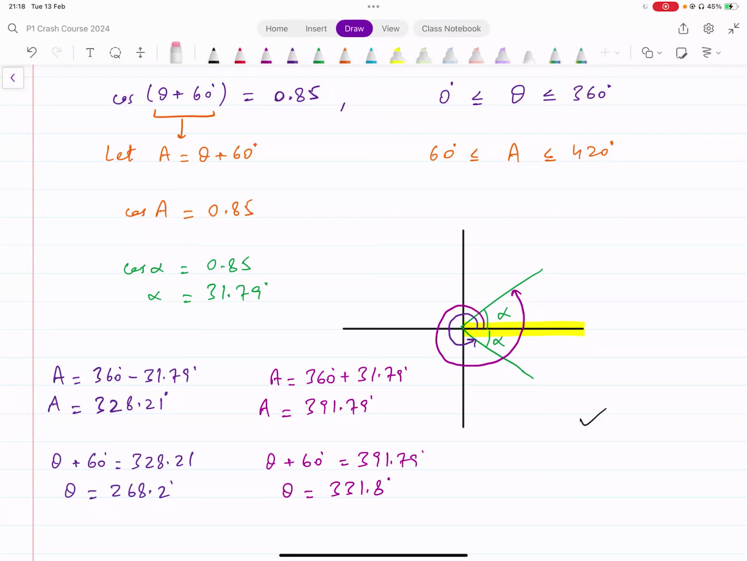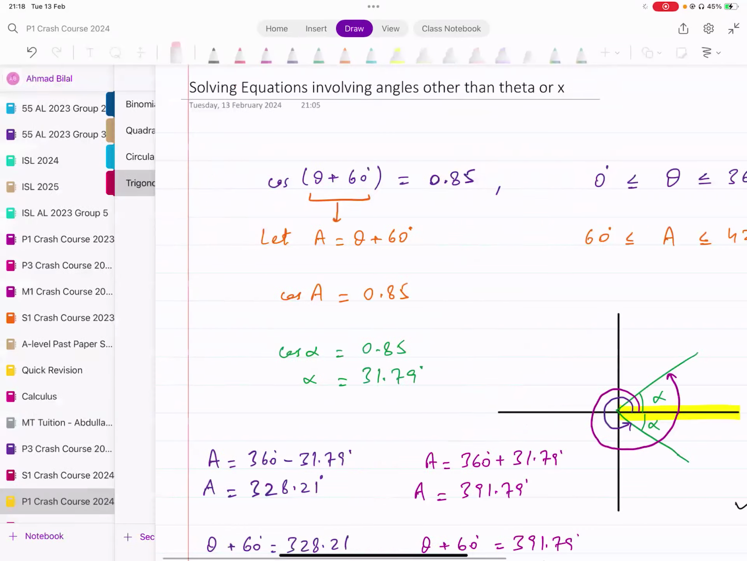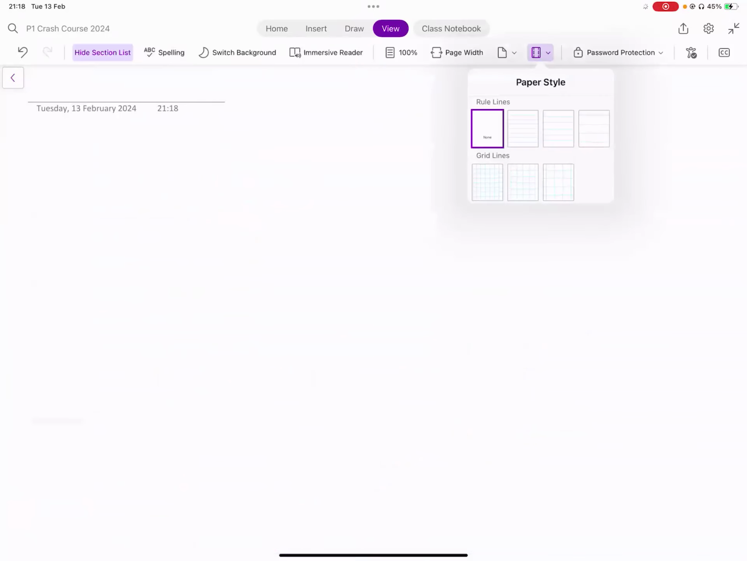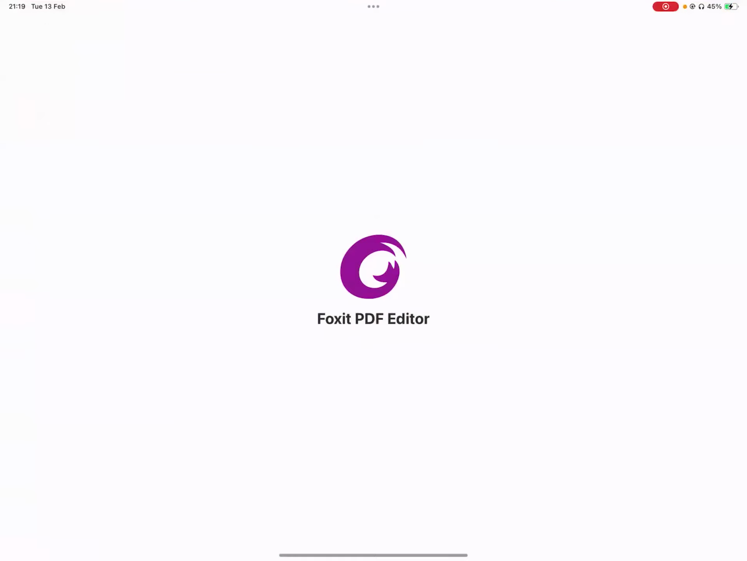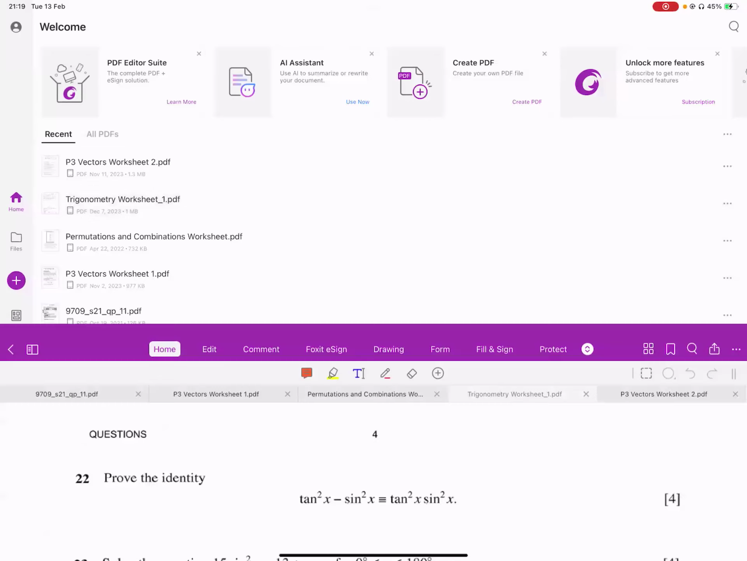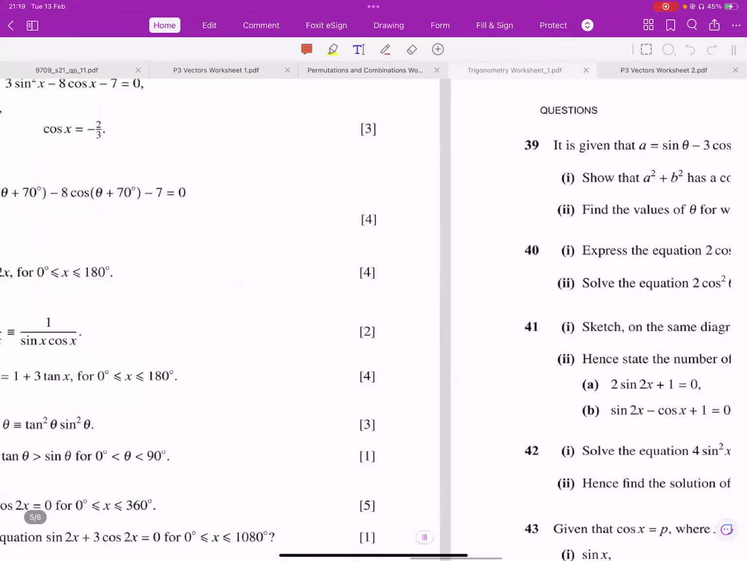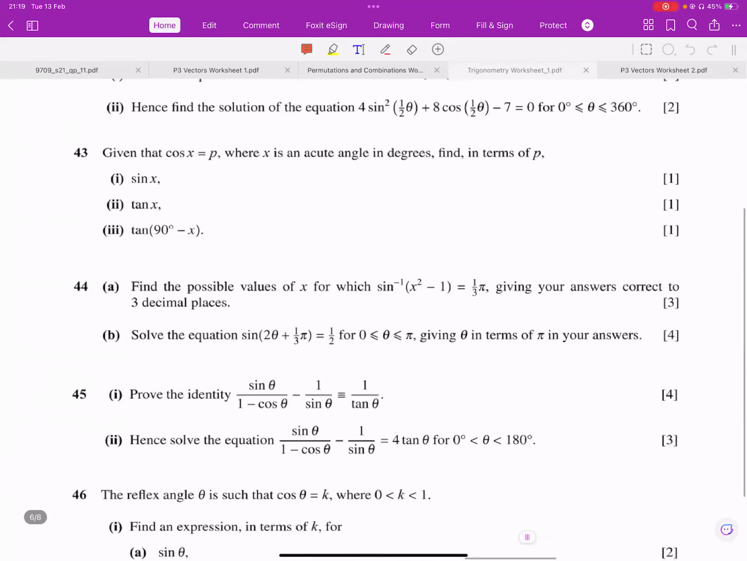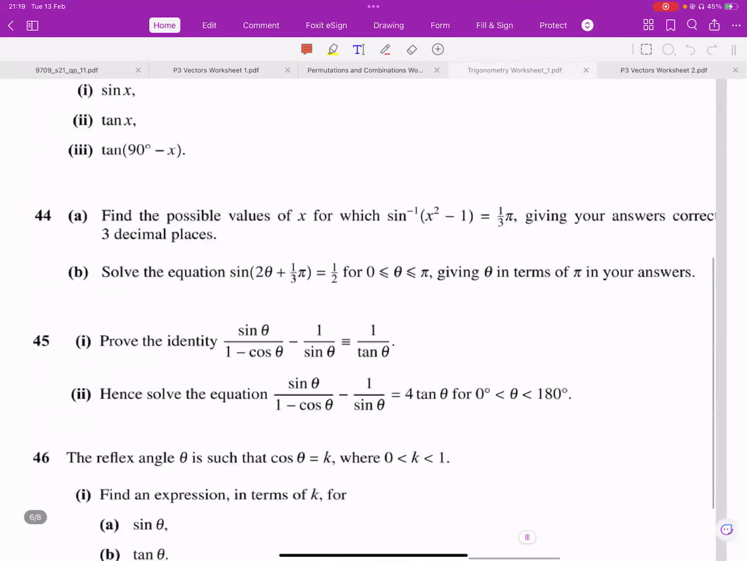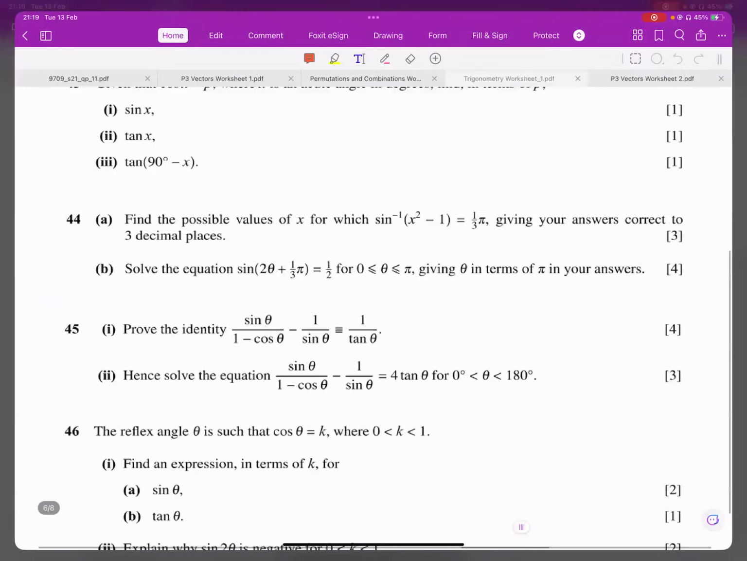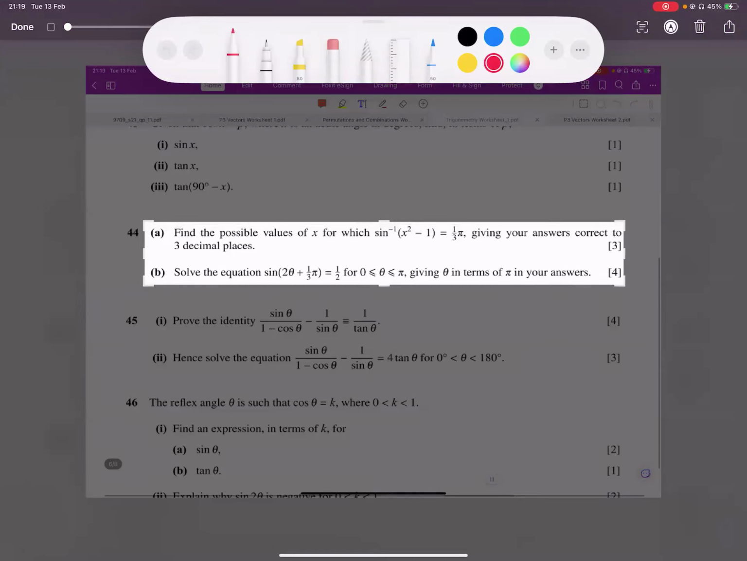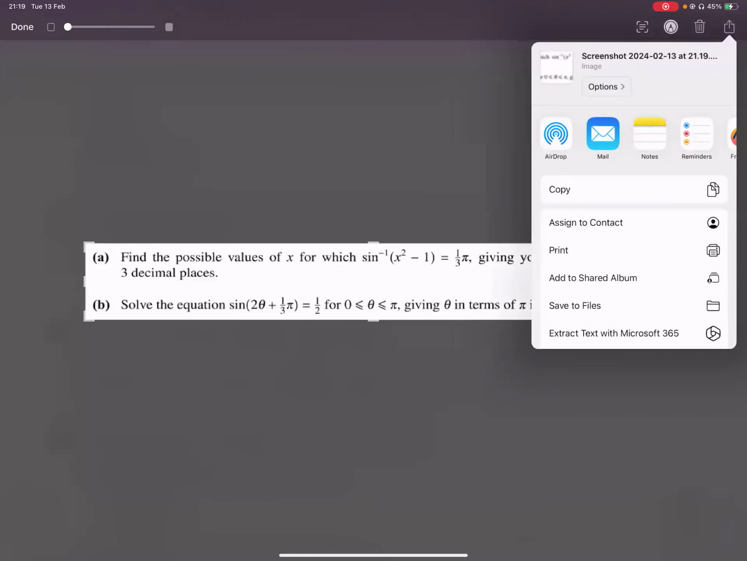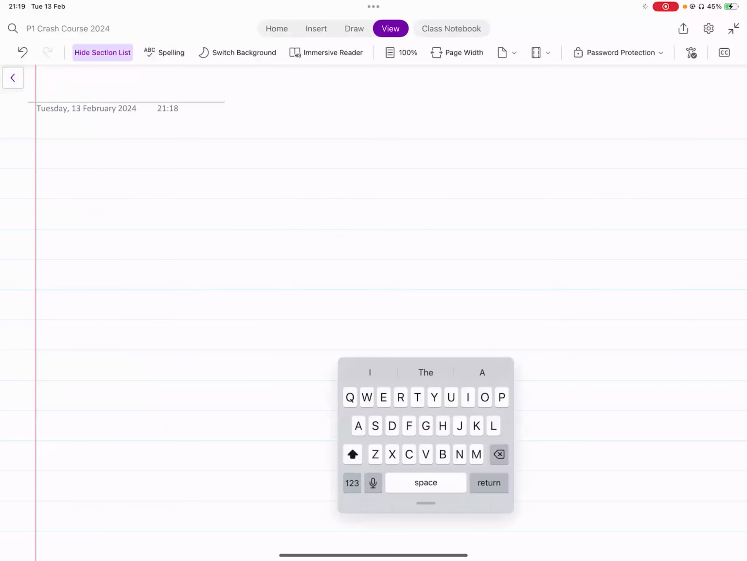Okay, so that's how we solve equations like these. Let's have a look at one example quickly, then we end for today. Let's have a look at one example from the worksheet. Okay, this is question number 44 from the worksheet. Let's try this. Okay, the first part of this is also interesting. Let's do both parts. Question number 44.